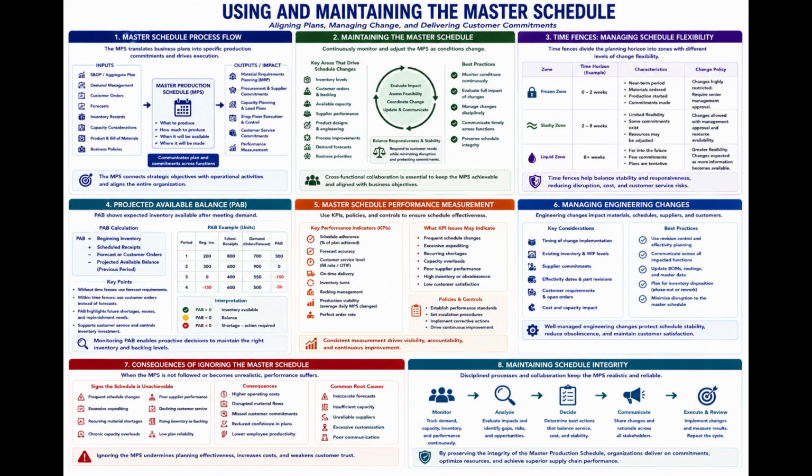An unrealistic schedule may result from inaccurate forecasts, insufficient capacity, unreliable suppliers, excessive customization, or inadequate communication among functions. Continuous monitoring, timely corrective actions, and disciplined schedule management help maintain schedule credibility. By preserving the integrity of the MPS, organizations improve operational stability, support customer commitments, and enhance overall supply chain performance.